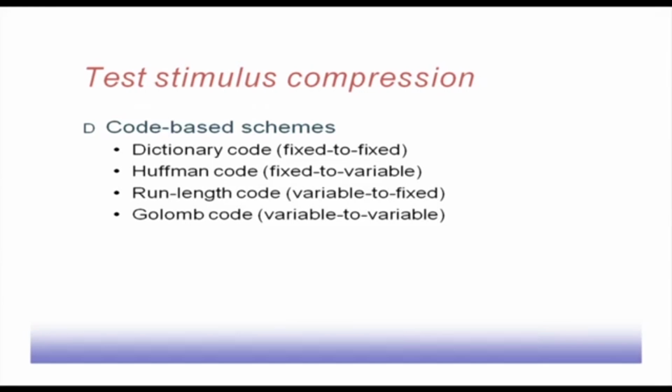Then there is fixed to variable coding, where the input stimulus chunk that we take for coding has a fixed size, but the length of the code is not fixed, that is variable. Then we have variable to fixed. Here the input chunk length is variable, but the code that is generated is of fixed length. And we have variable to variable, where both the input chunk and the code are variable. We will pick up individual categories and see how those codings can be done.